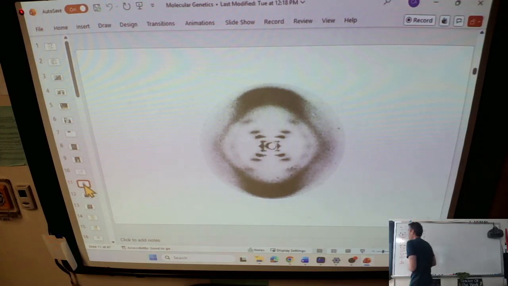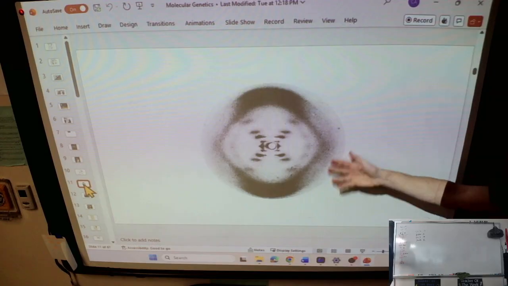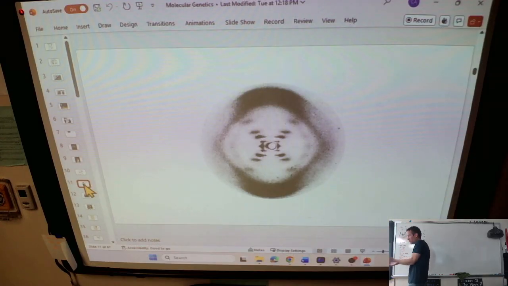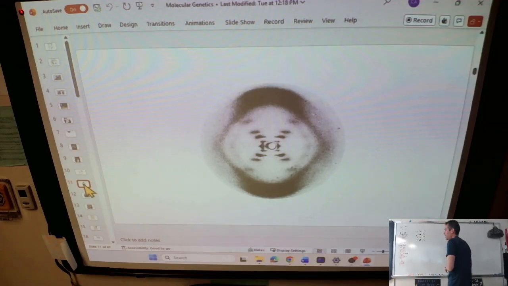So some dude named, his name was like Ryan or something like that, takes this picture, but she can interpret it. He's just taking the picture. She's like, do this, do this, do this. He's like, cool. So she's the one that's interpreting it, and she's like, hey, it's a double helix.